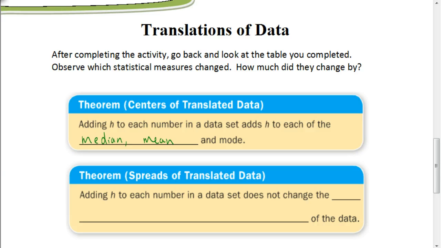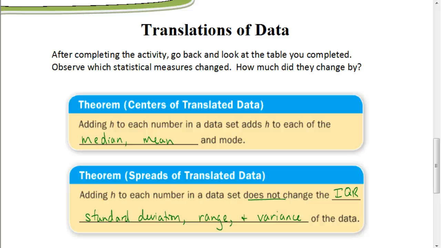And then the theorem for spreads of translated data. Remember, the range, the variance, the standard deviation, all those are measures of spread of our data. So when we added h to each number in a data set, it does not change the interquartile range. It doesn't change the standard deviation. It doesn't change just our plain old range, and it doesn't change our variance. So adding h to each number in a data set does not change the interquartile range, the standard deviation, the range, and the variance of the data.